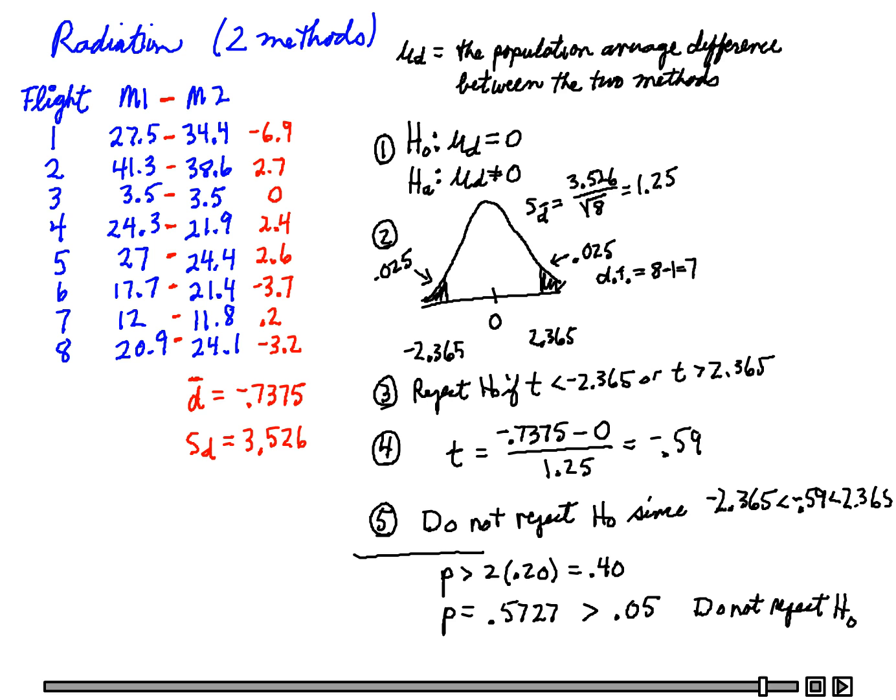So that's the conclusion. This is a matched approach to testing the difference between two populations, and there is some notational difference, such as the d bar, and the standard deviation is s sub d, standard error is s sub d bar, and then the population average difference between the methods is mu sub d. We only collected this data that we compared on 8 flights, but we are testing the greater population of all flights and the difference between these two methods on those flights.